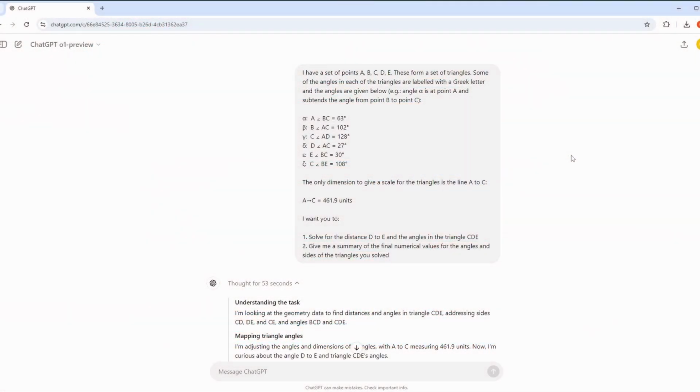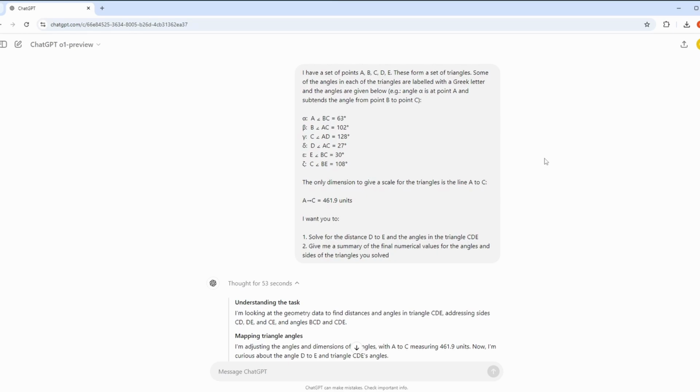Hello. Today I'm going to be looking at ChatGPT o1-preview, which has recently been released and has reasoning capabilities built into it. One of the things I'm interested in is how well it does at maths.